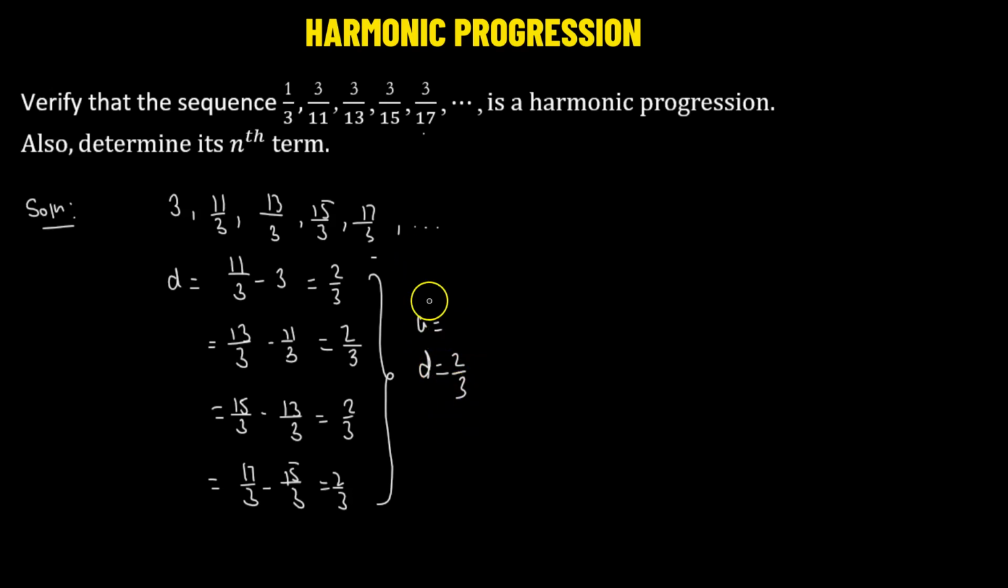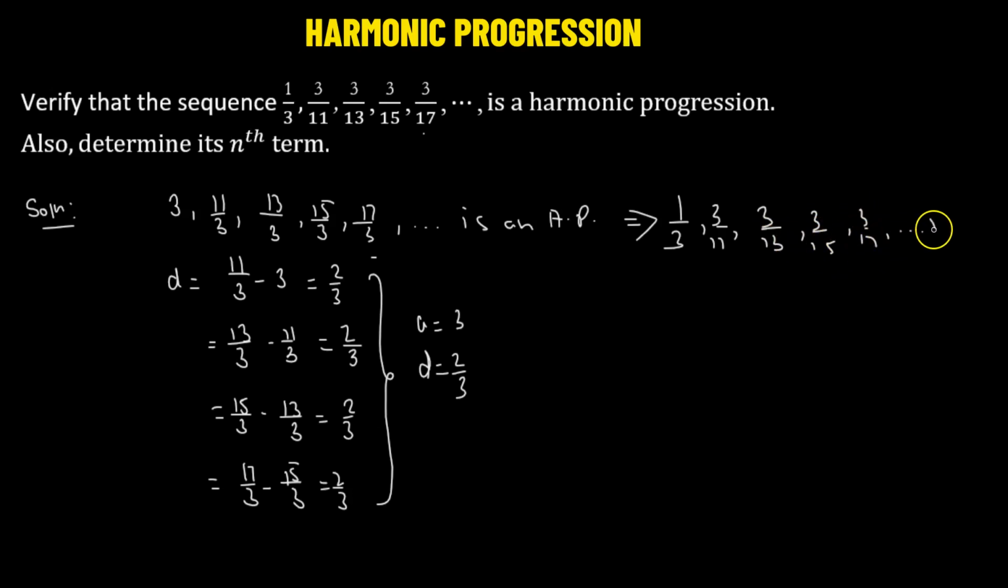The first term of this particular arithmetic progression is 3. So this is an arithmetic progression. So we have shown that the reciprocal of each term of the given sequence is an arithmetic progression. If that's true, it must follow that the reciprocals of the terms of the arithmetic progression, 1/3, 3/11, 3/13, 3 over 15, 3 over 17, form a harmonic progression. So it must be true.